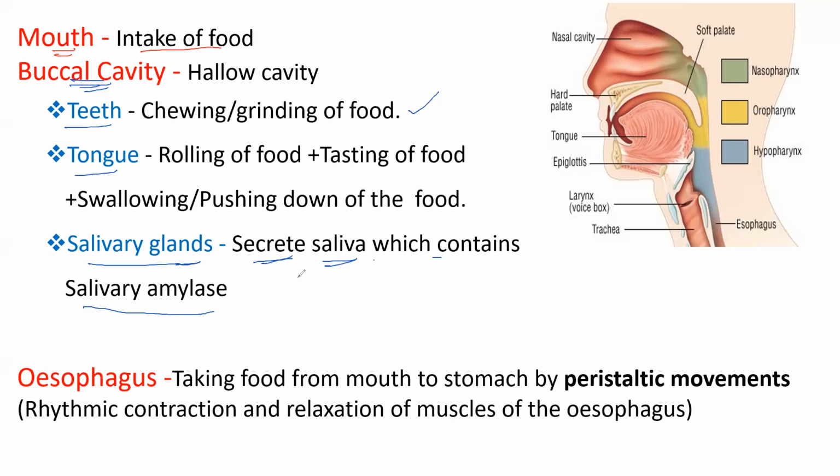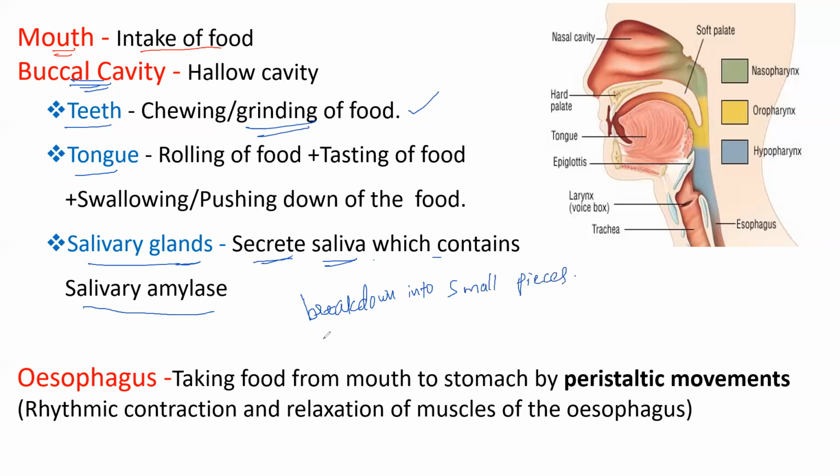What happens in the buccal cavity? How does food get changed? The main thing is that complex food gets broken down. Food will get broken down and ground into small pieces.